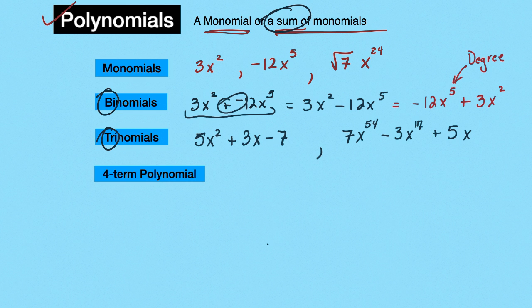And then once we get past 3, we just call them 4-term. I don't want to put a 4 there. Let's do 5x cubed plus 2x squared minus 17x plus 6. That would be a 4-term polynomial. And then after that we go 5-term, 6-term. Okay? You can see I've written this thing in standard form.